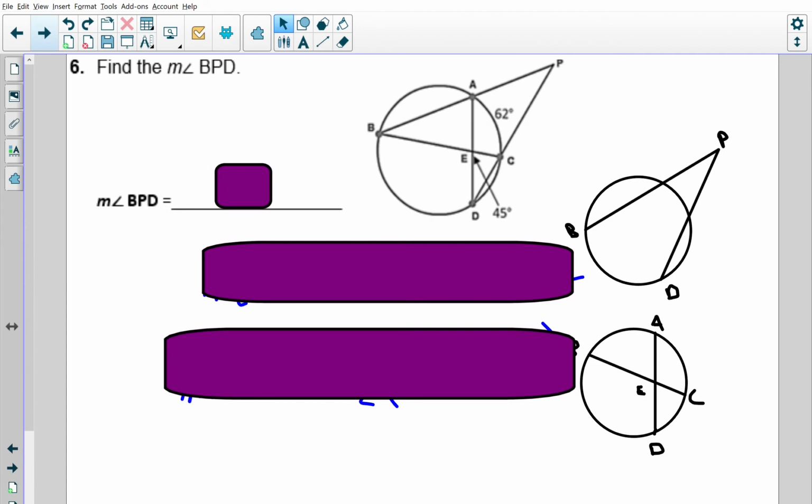All right, so I did a little bit of pre-work on this one. Find the measure of angle BPD.